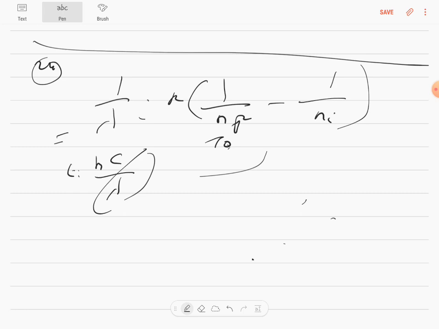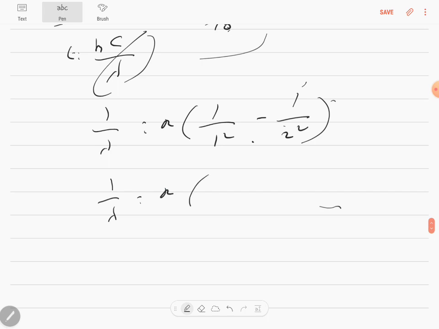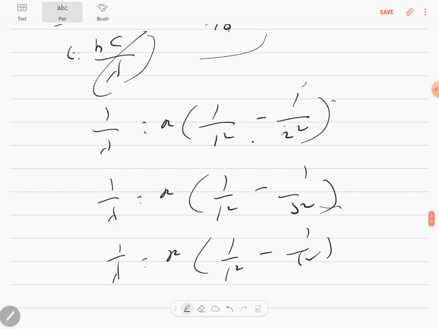The Lyman series. First 4 spectral lines of the Lyman series. So n is equal to 2 to 1, 3 to 1, 4 to 1 and 5 to 1. Correct? So you have to do 1 by lambda is equal to R into 1 by 1 square minus 1 by 2 square. Then 1 by lambda is equal to R into 1 by 1 square minus 1 by 3 square. 1 by lambda is equal to R into 1 by 1 square minus 1 by 4 square. Like this you should go on, right?